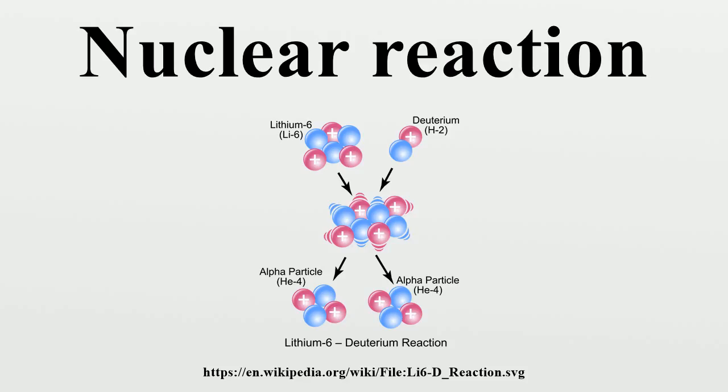Thus, total rest mass on left side equals 6.015 plus 2.014 equals 8.029 u. Total rest mass on right side equals 2 times 4.0026 equals 8.0052 u. Missing rest mass equals 8.029 minus 8.0052 equals 0.0238 atomic mass units. In a nuclear reaction, the total energy is conserved. The missing rest mass must therefore reappear as kinetic energy released in the reaction.